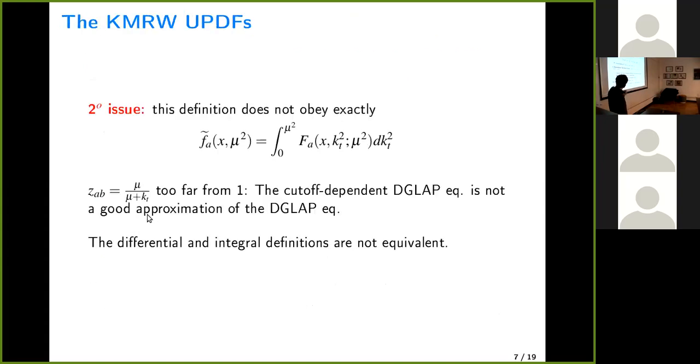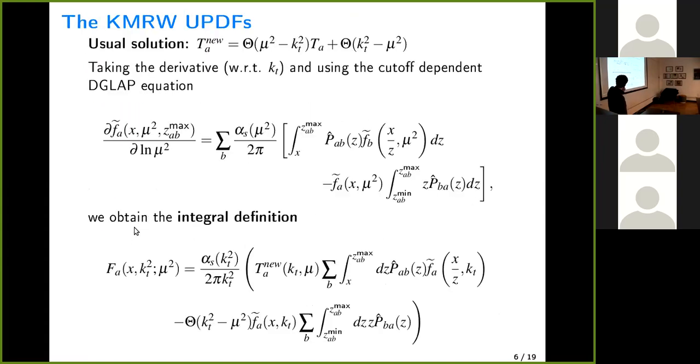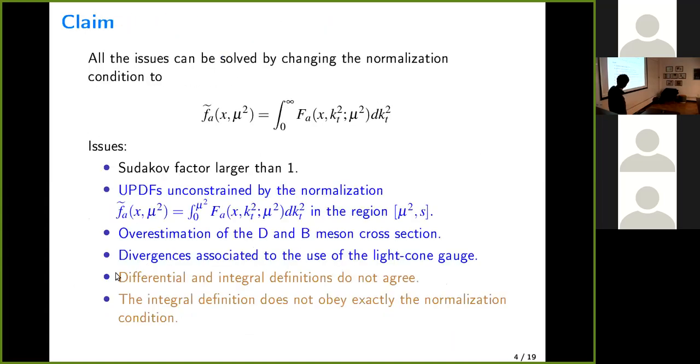What I want to do is the following: people use this equation for transverse momentum dependent PDF. This is the KMRW UPDF. This equation is used a lot, but it has all these issues. Several people have tried to solve these issues, and my claim is that if you change the normalization condition here for this one, you will solve all these issues. This is just what I want to show.